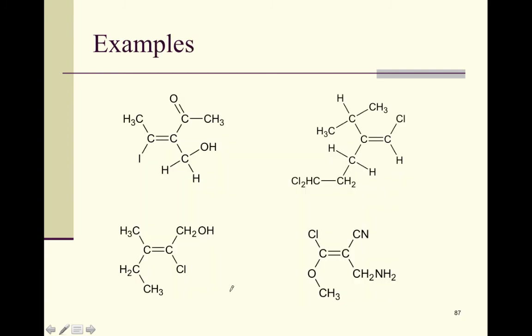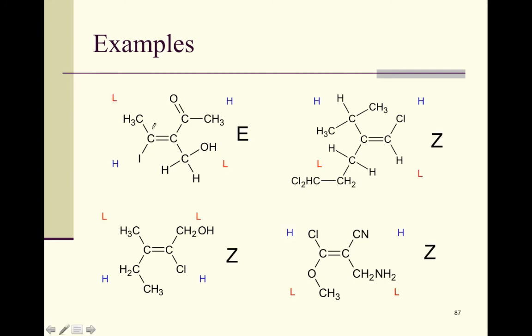Now it's your turn to classify these as E or Z. First thing you want to do is go high and low on the left side and right side. Remember, relative to the double bond, if both highs are on the same side of the double bond, then you have, which one? You have Z. Go ahead and pause the video, come back and check your work.